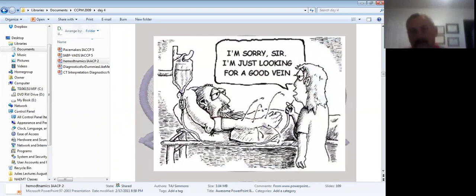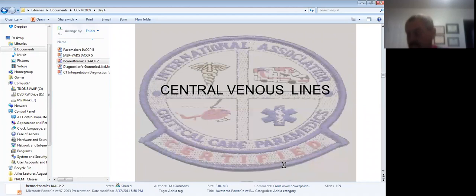I can't actually come up with a good reason in my brain why we would do that. The patient already had an art line and we were removing it in transport. That's supposed to be funny, by the way. Sorry, sir, looking for another vein.